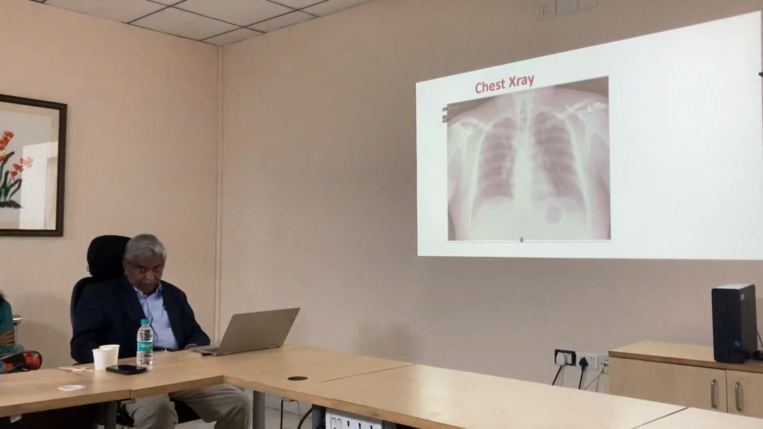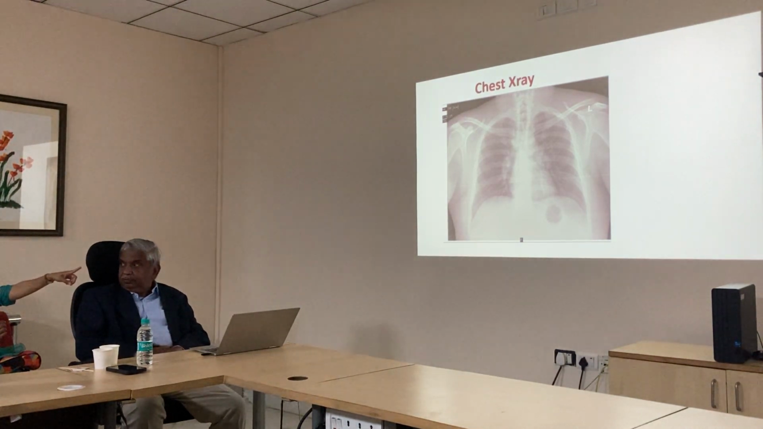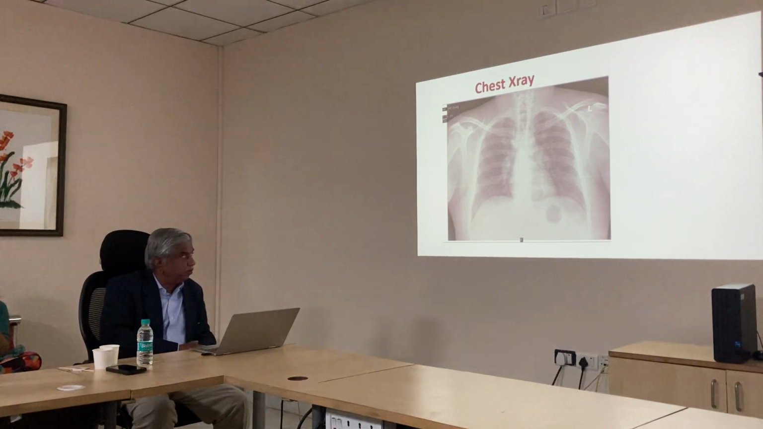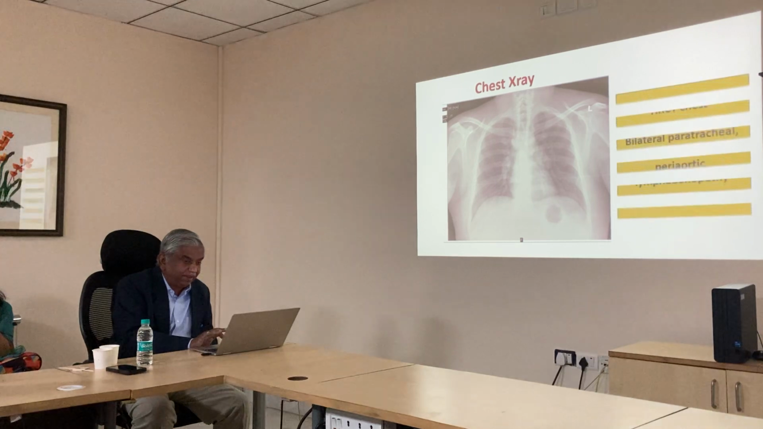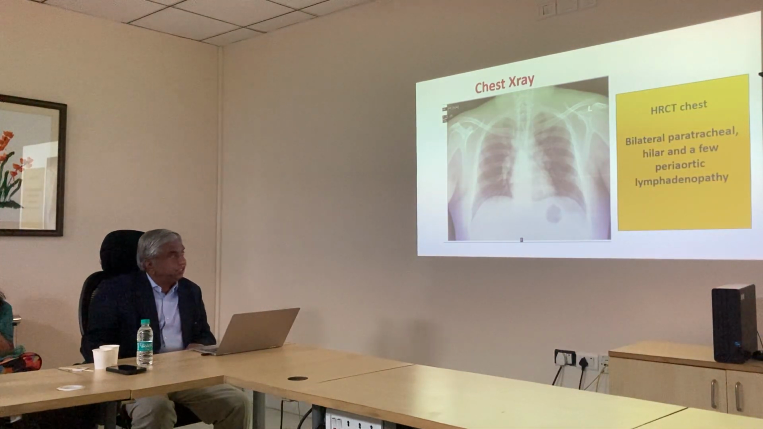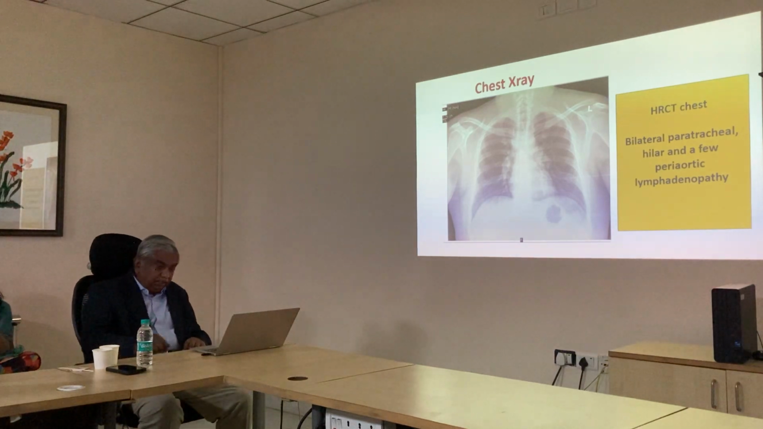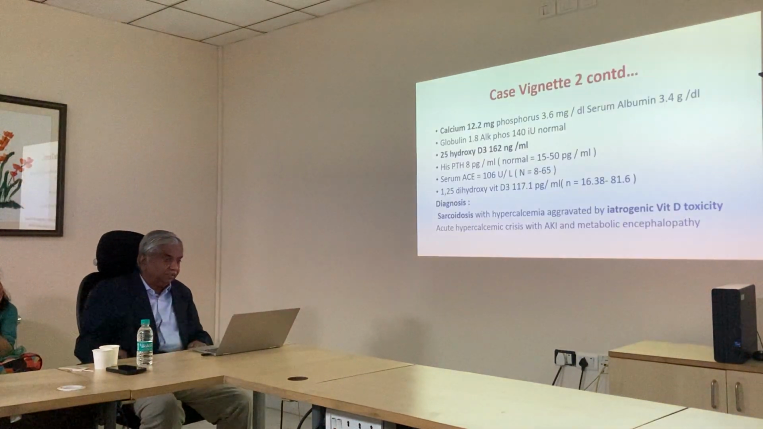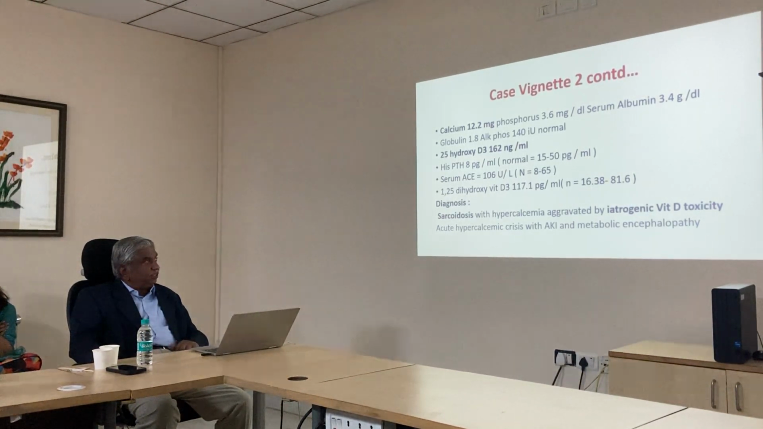this was the X-ray. What do you see in this X-ray? Bilateral hilar prominence. So you narrow down your possibility. By the time the blood reports were in and HRCT had been done: bilateral paratracheal, hilar, and a few peri-aortic lymphadenopathy. Calcium had already come by then, 12.2, phosphorus 3.6, and 25-hydroxy was 162.